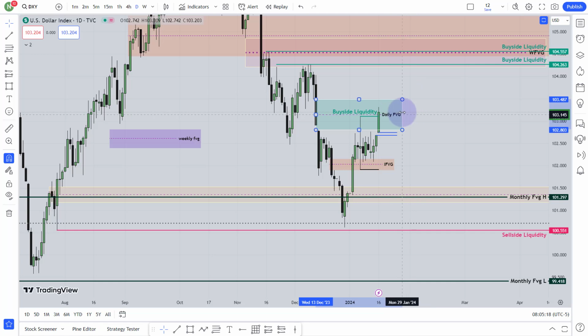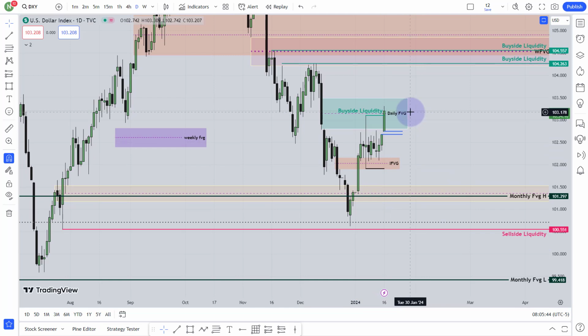This is the daily fair value gap. Look at this run from here to here. So this is the last fair value gap. If price can go above that fair value gap, that is the sign that the market is actually going to take that buy side liquidity before taking the sell side liquidity. Until price is inside that fair value gap, I'm not thinking the market is going to take that buy side liquidity. Price can retrace from there and it can go lower. It can take the sell side liquidity first.